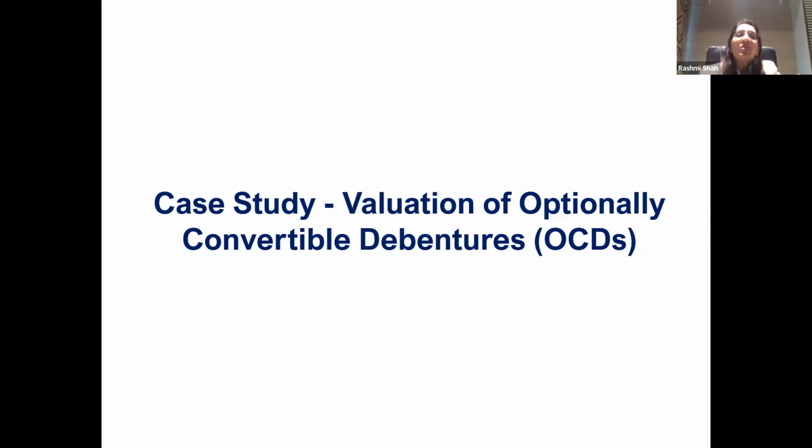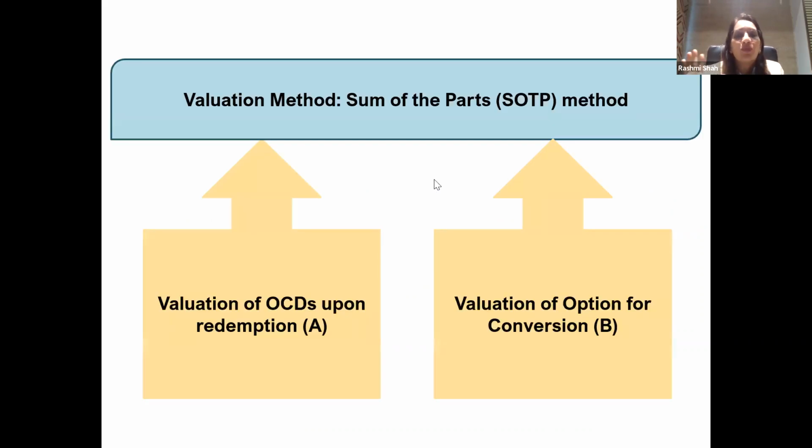We'll take an example of an optionally convertible debenture. So we did a CCD with an unknown conversion ratio, then we did one with a specified conversion ratio of 1:1. Now we'll see a valuation of optionally convertible debentures. So what is so peculiar in optionally convertible debentures? You have an option to either redeem or convert. That is the only peculiarity it has.